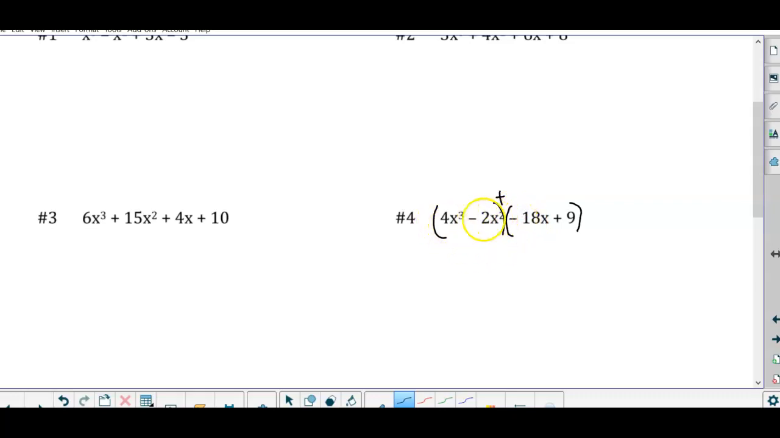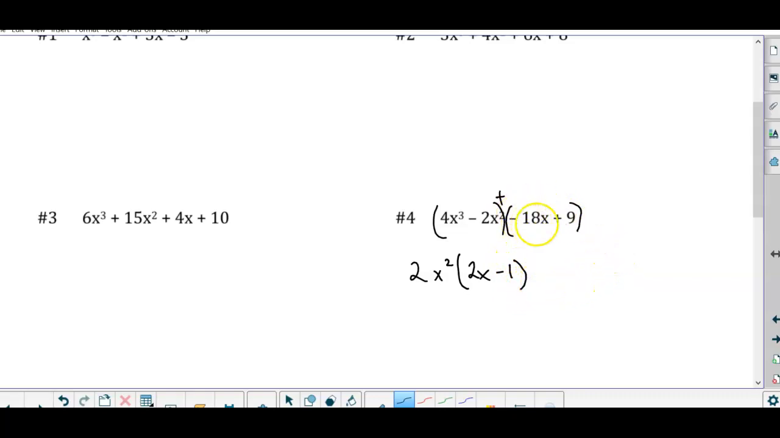GCF here, what goes into 4 and 2 evenly? 2. So that's going to be my GCF along with x squared in this case. And we have to multiply that times 2x minus 1.